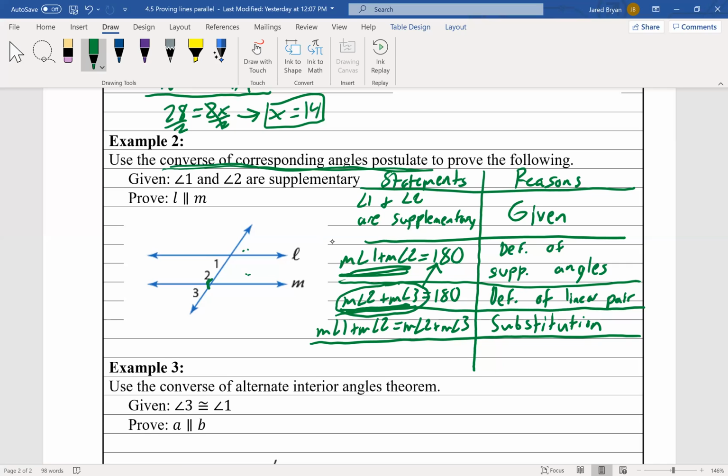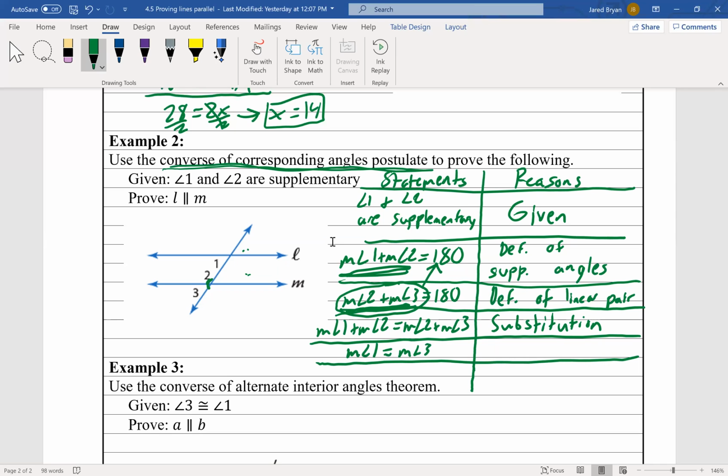Okay, and we're getting close to the end here. We're almost done. Remember, I said our end goal was to show that measure of angle 1 equals the measure of angle 3. And we're close. If we look at this equation, we almost have that, except we have the measure of angle 2 on both sides. So if I think of this like an algebra problem, to get rid of it, I would subtract that from both sides. So when I subtract it from the left side, it would cancel out, leaving me with measure of angle 1. And then if I subtracted it from the right side, it would also cancel out, leaving me with just measure of angle 3.